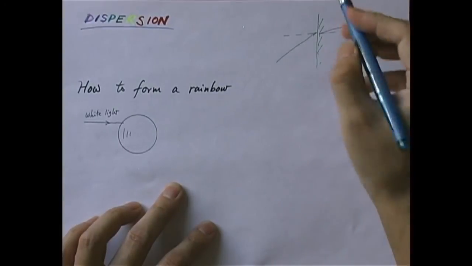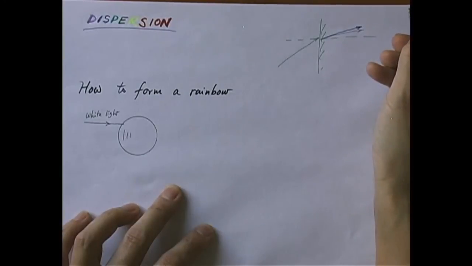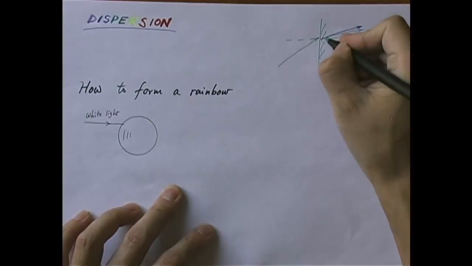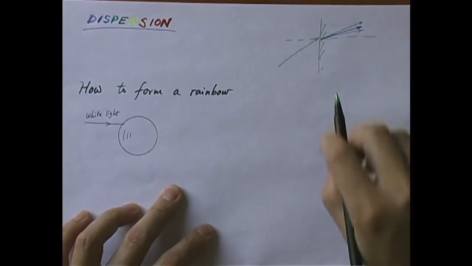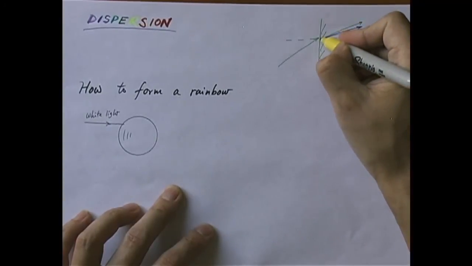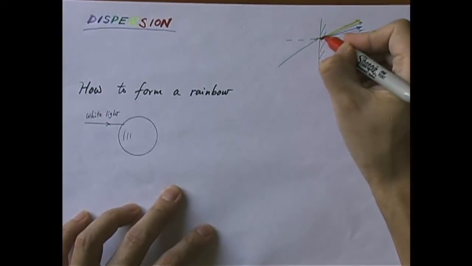I don't have all the colors, but if I did, I could draw somewhat better. Okay, and then you have green. Of course, I exaggerated. It's not that bad. And then you have yellow, and you have orange, and finally you have red. Red has the longest wavelength, so it spends the least amount of wavelengths inside glass, and therefore the bending is the least significant for red.